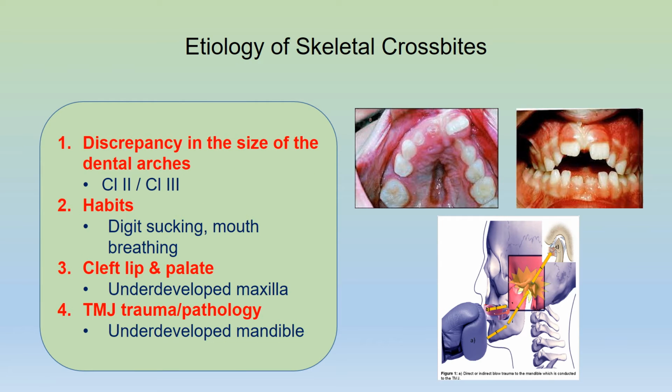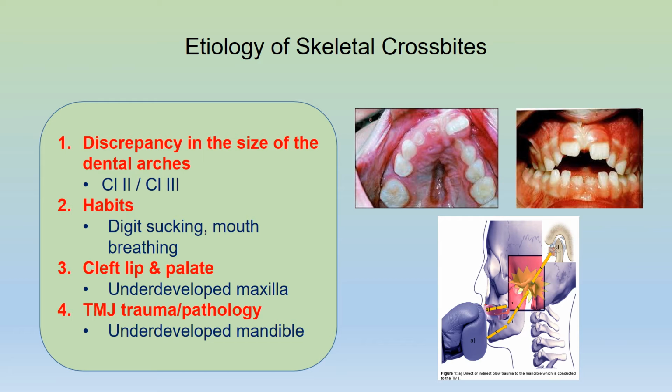Now, etiology of skeletal crossbites generally is due to discrepancy in the size of the dental arches, occurs with class 2 or class 3, and it can be due to habits such as digit sucking and mouth breathing. Cleft in lip and palate results in a severely underdeveloped maxilla, collapsed dental arches, giving rise to a crossbite.